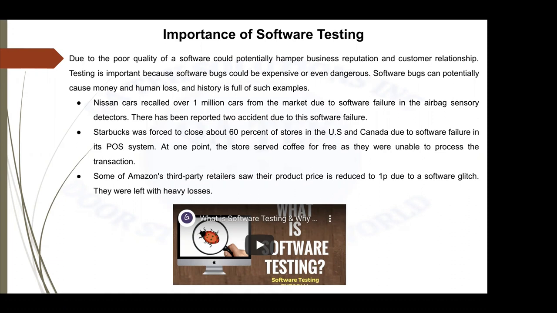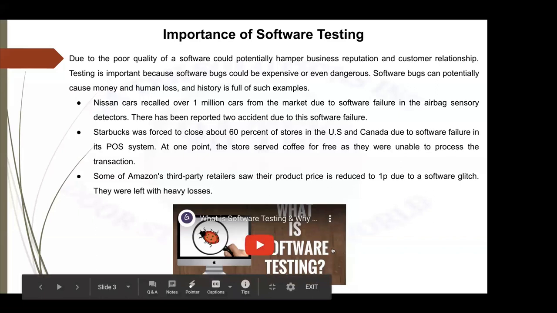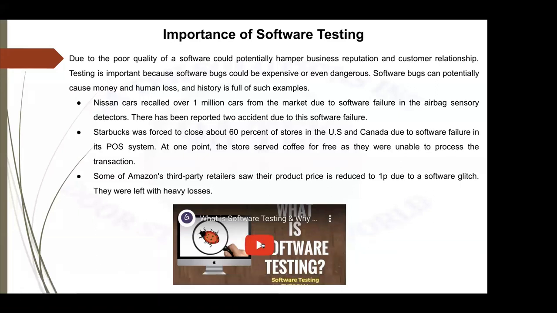Another well-known failure happened at Amazon. All of us know the Amazon e-commerce website. The retailers on Amazon saw that the price of their products was reduced to 1 penny due to a software glitch. And think about it, if there are millions of third-party sellers and they saw the price of their products drop to 1 penny, if you combine it in total, it's actually a serious loss. So this is another video that shows some of the historical failures that happened because of software defects.